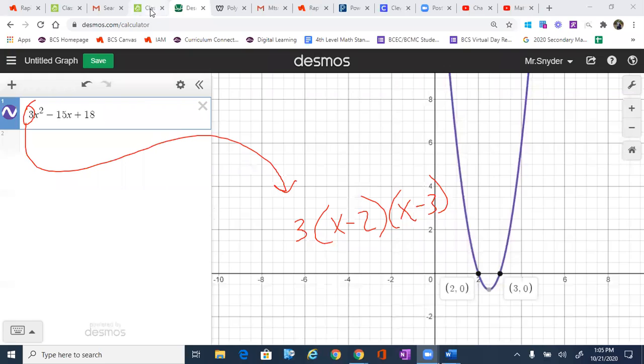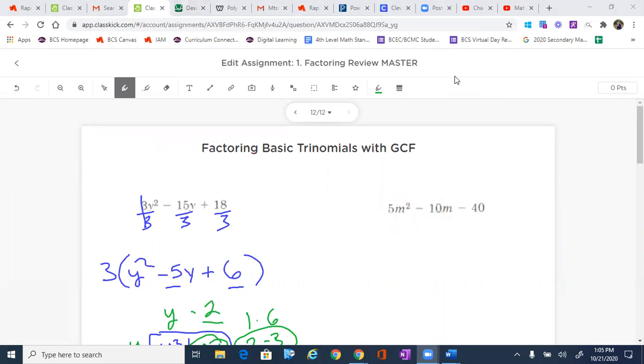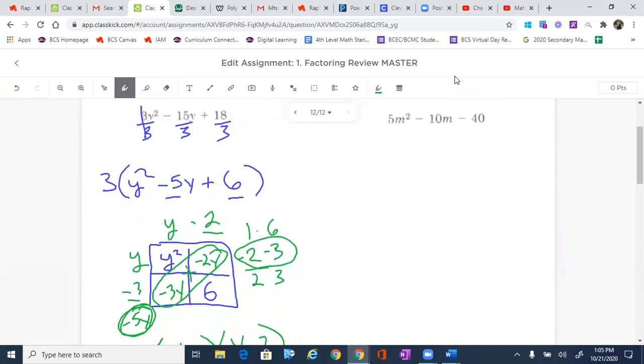Okay, let's go ahead and do one more just to clarify, hopefully to help you out. If you don't need it, go ahead and skip on. Okay, we have 5m squared minus 10m minus 40. You'll notice that all three of those are divisible by 5. So let's go ahead and divide everything out by 5. Okay, we'll put 5 parentheses m squared minus 2m, and negative 40 divided by 5 is negative 8.